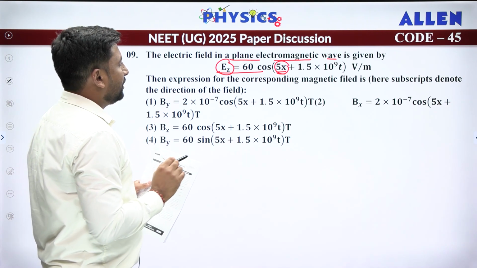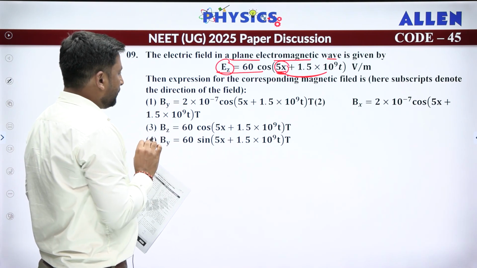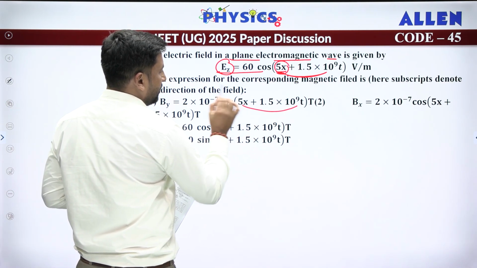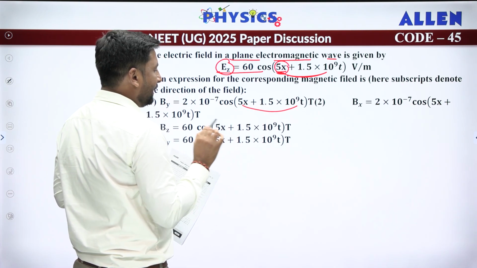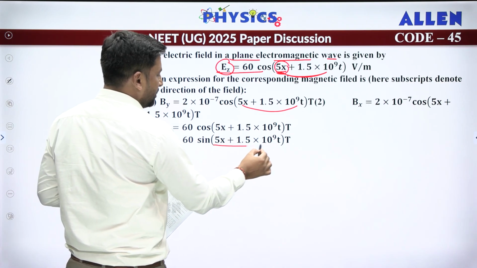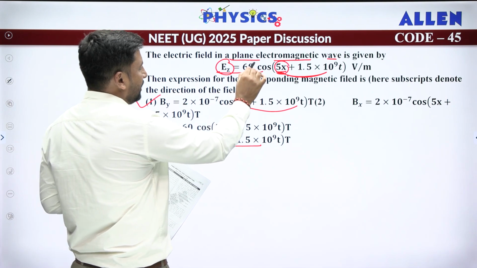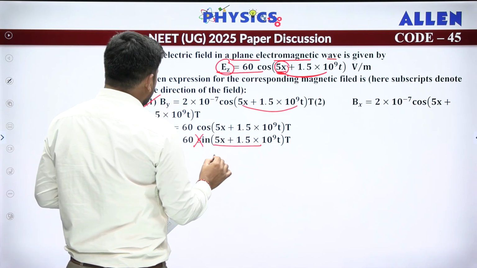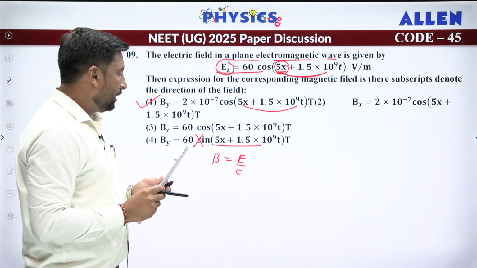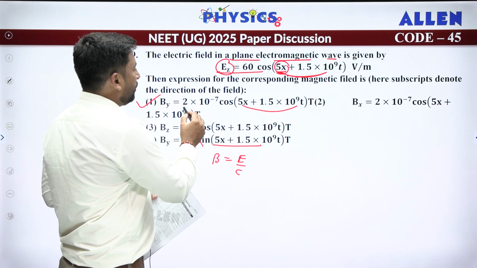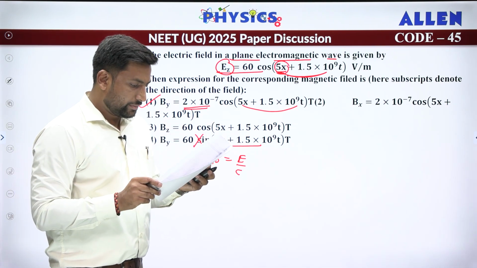Now we have to talk about that phase difference of both should be same. There are two options with y, but the phase of this one is the cos of 5x plus 1.5 into 10 power 90, but the one with y is the sine one. So this will not work. So option 1 will be correct, and you can also check here that B should be equal to E by C, which is the relation between amplitude of magnetic field and electric field. If you take the ratio, you will get this as correct. So the correct answer for this is the first one.